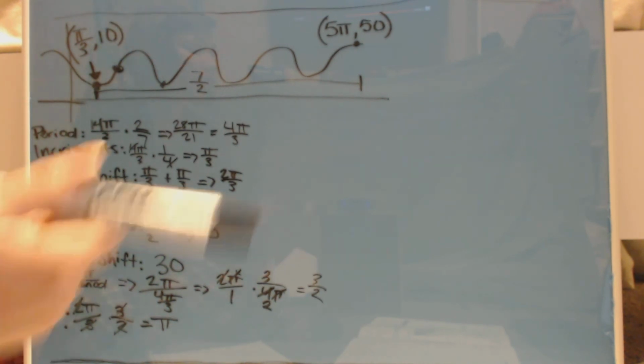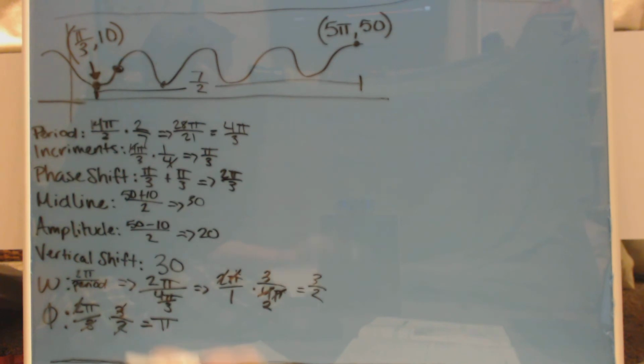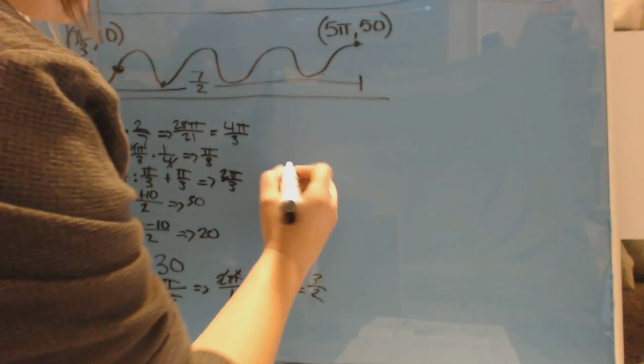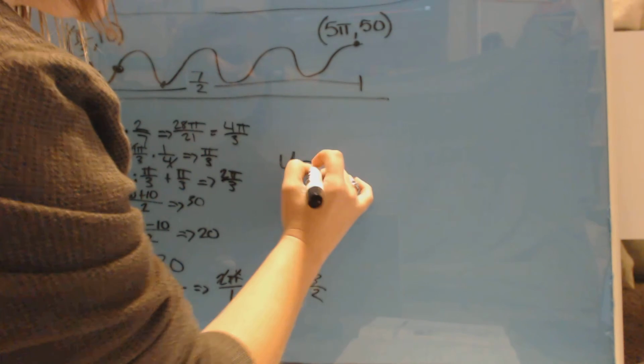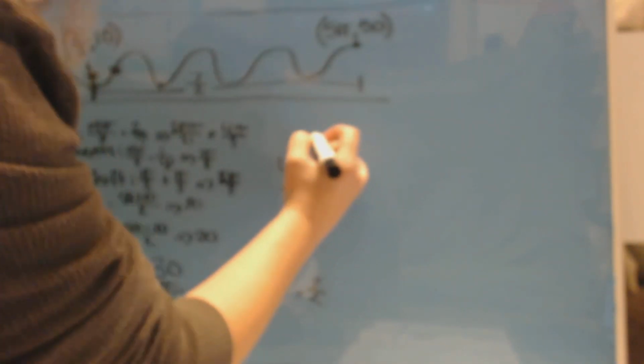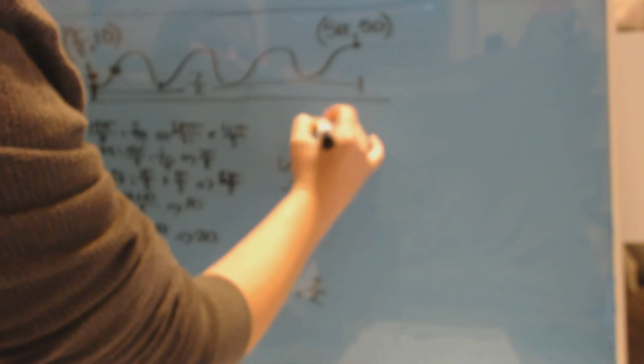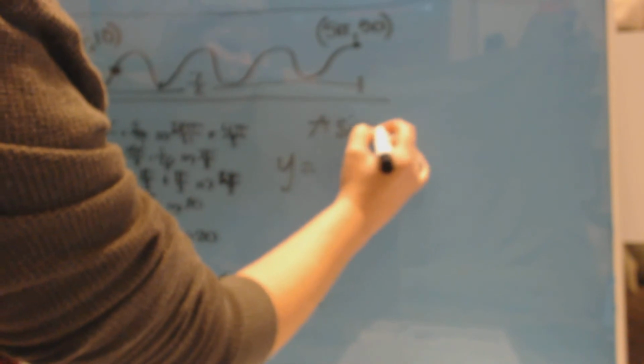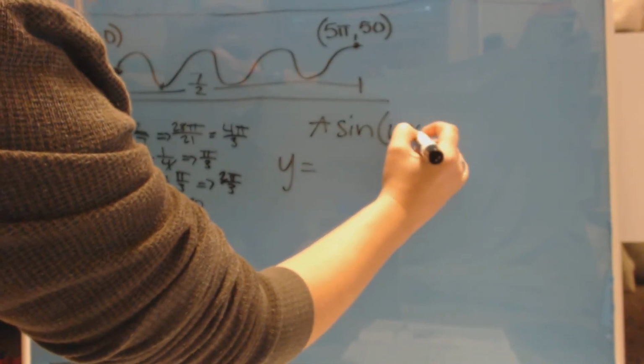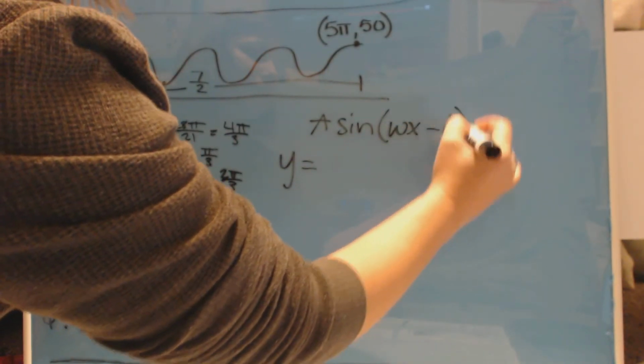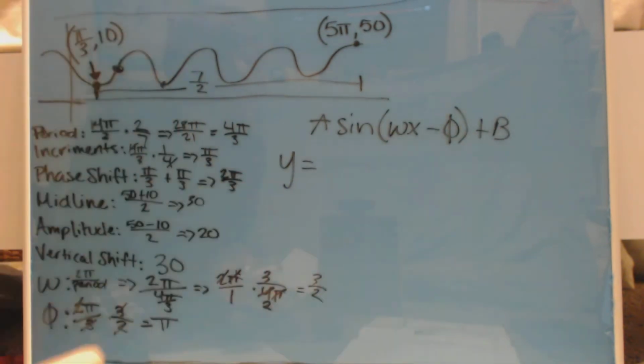So, when we write out what the equation is, we have to write it out as y equals, and I'm going to write how it says it in the book right up on top: a sine of omega x minus phi plus b.